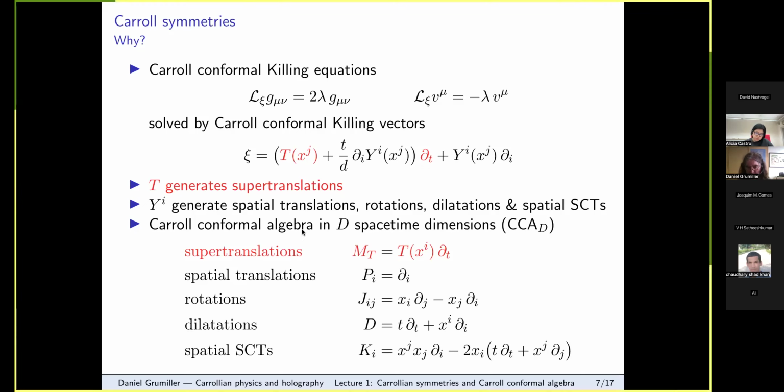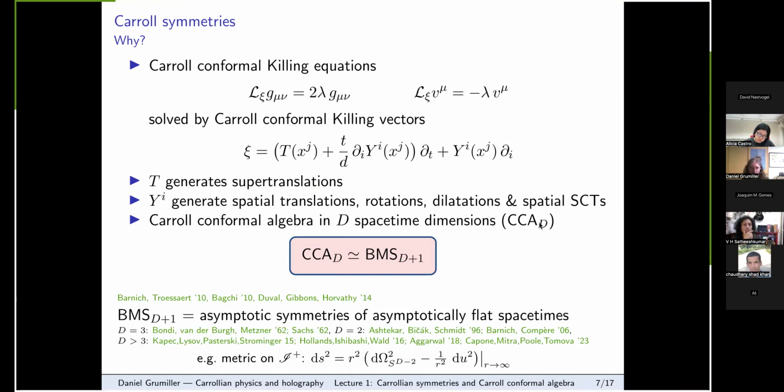of supertranslations and well-known generators that I denote in the standard way. So the spatial translations as P_i, the rotations as J_ij, the dilatations as D, and the spatial special conformal transformations as K_i. Okay. So this is the Carroll conformal algebra in any dimension. D has to be at least 2.